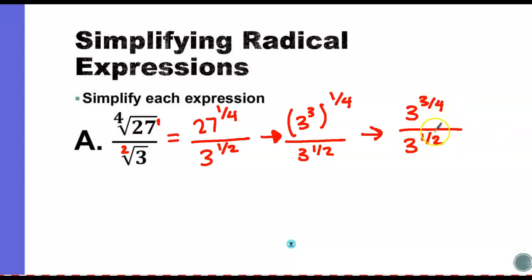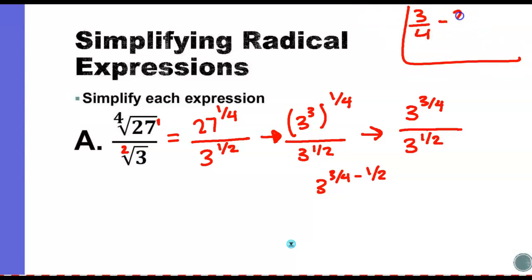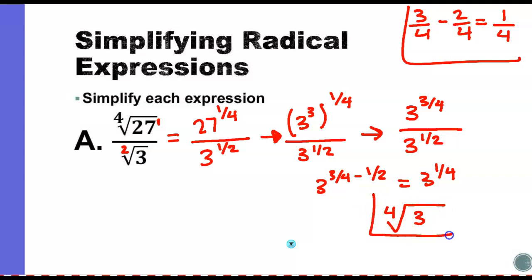And as we've done before, whenever you divide, our exponent rule is to subtract the exponents. So it's going to be 3 to the power of 3/4 minus 1/2. So what is 3/4 minus 1/2? I'm going to do it off to the side here. 3/4 minus 1/2. I'm going to make 1/2 as 2/4. So it would be 1/4 there. 3 to the power of 1/4. And then following the steps, it said to rewrite it in its radical form. So the 4th root of 3.